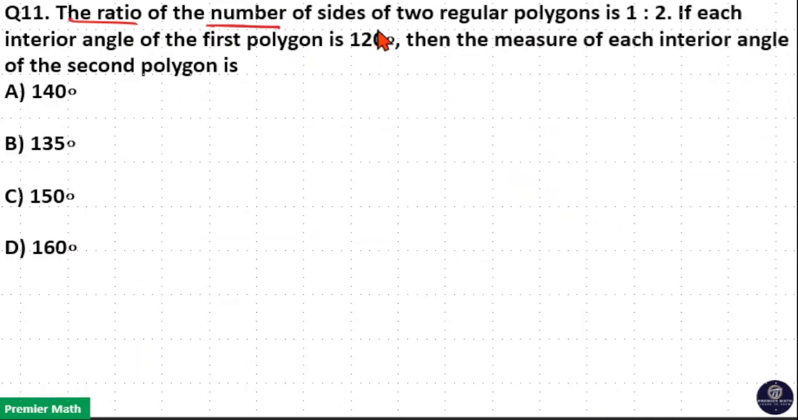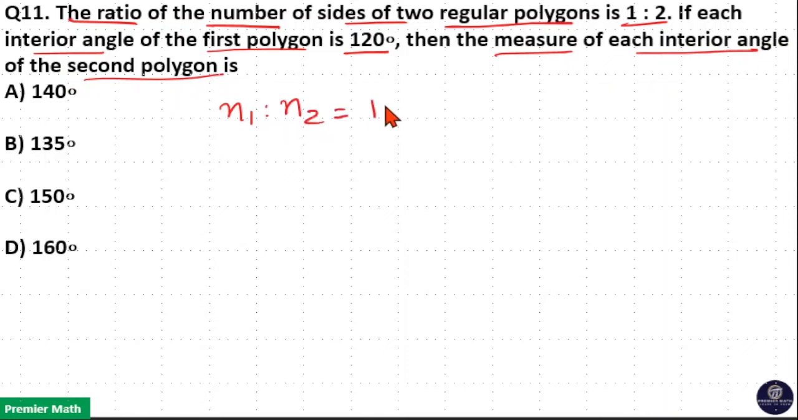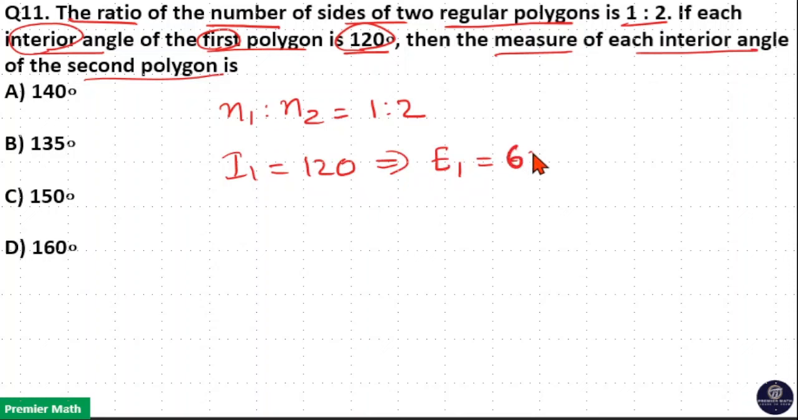The ratio of number of sides of two regular polygons is 1:2. If each interior angle of the first polygon is 120 degree, then the measure of each interior angle of the second polygon is. Here, number of sides of two polygons are in the ratio 1:2 and interior angle of first polygon is 120 degree. Interior angle of first polygon is 120 degree means exterior angle of first polygon is 180 minus 120, which is equal to 60 degree.